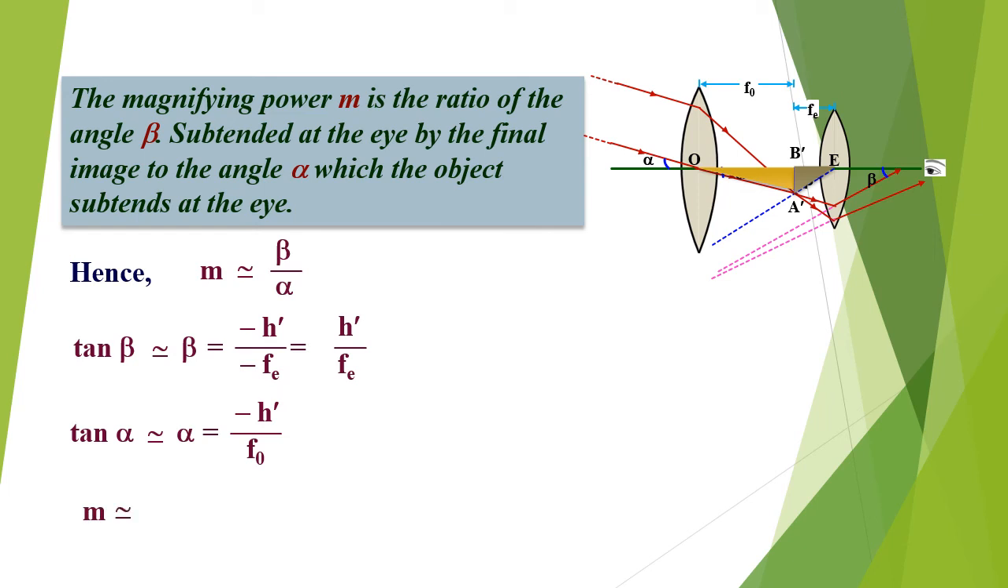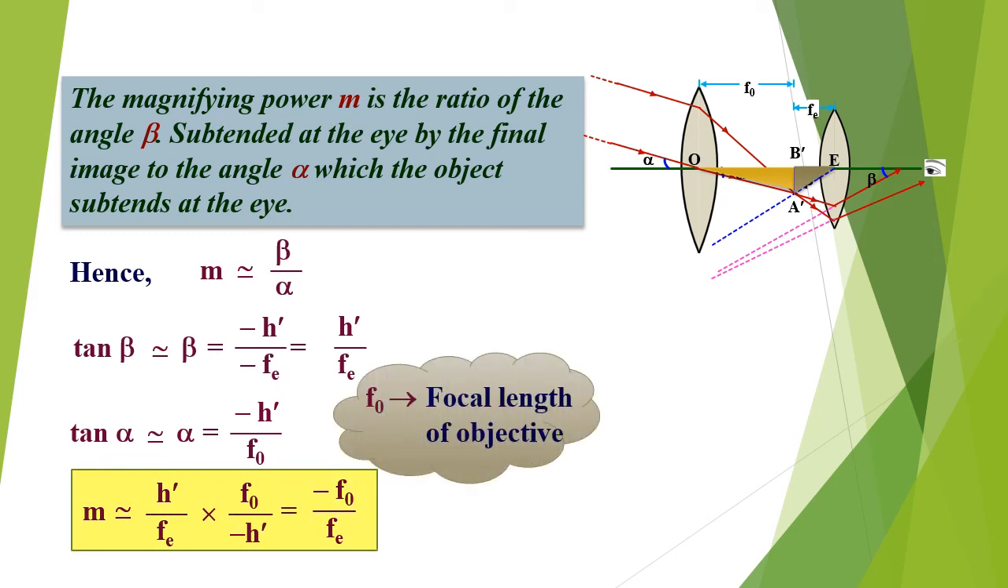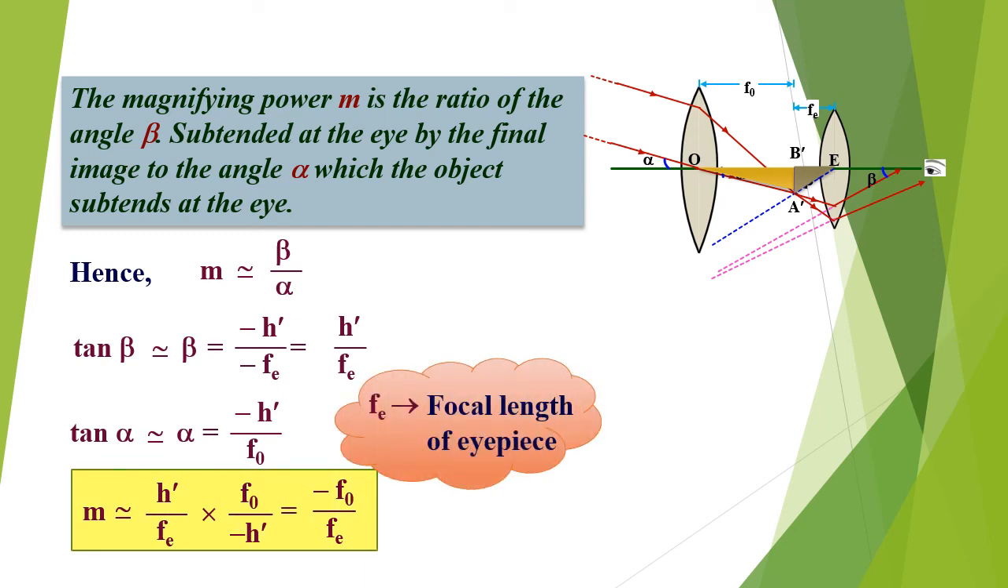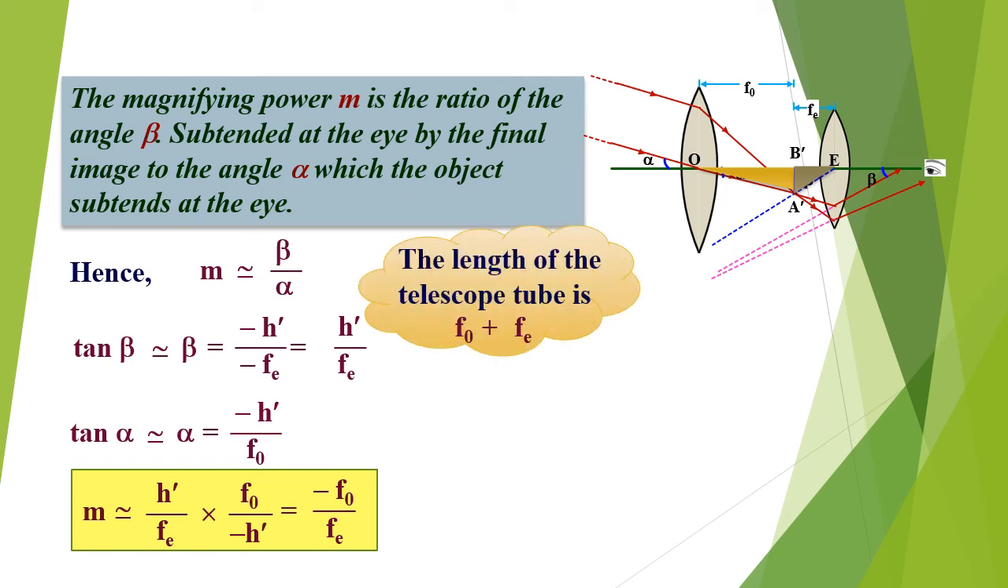Now, by taking the magnification formula beta divided by alpha, we substitute beta as h dash divided by fe, divided by alpha, where the denominator term will go to the numerator and the numerator term will come to the denominator, that is fo divided by minus h dash. So h dash gets cancelled and the minus comes, fo divided by fe remains. So this gives rise to minus fo divided by fe, where fo is the focal length of the objective and fe is the focal length of the eyepiece. The length of the telescope tube can be taken as fo plus fe.